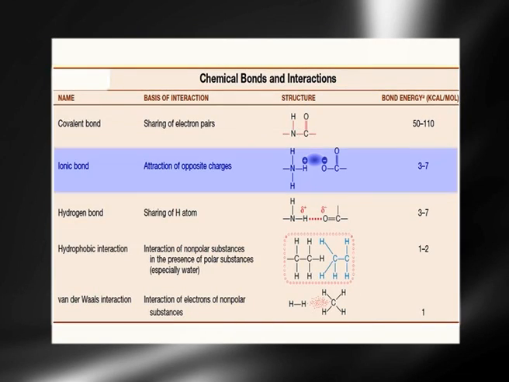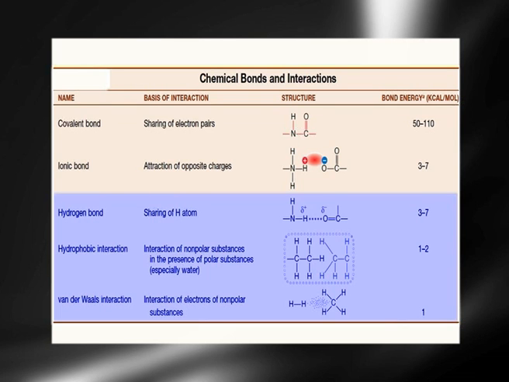Then there are ionic bonds that result from attraction of opposite charges. But under physiological condition, the bond energy is quite low, 3 to 7 kilocalorie per mole, but still quite significant. So other than these two, there are 3 other different types of bonds that are biologically important. For example, hydrogen bond, hydrophobic interaction, and van der Waals interaction.